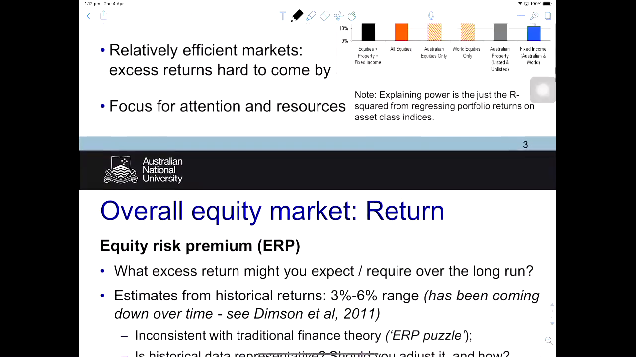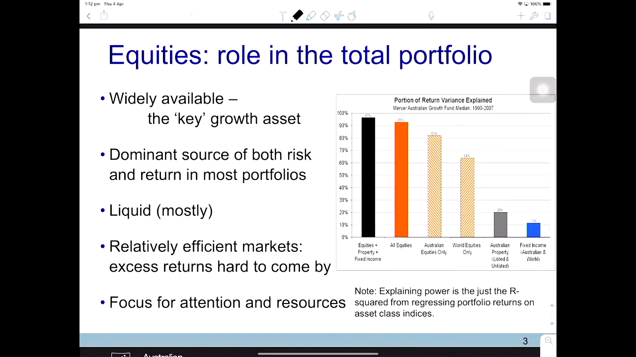So for a lot of investors, equity market is probably the first thing when they try to diversify from their human capital or their home, the property. And also the transaction cost, especially in Australia, is relatively much lower than fixed income securities.